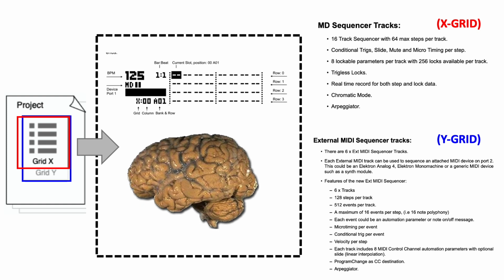The grid is the brain of each and every project. There are two different grids, a so-called X grid where MD sequencer grids are stored, and in addition to that a Y grid where data of external MIDI tracks can be stored. So here in this tutorial we just focus on the X grid of the Machinedrum.